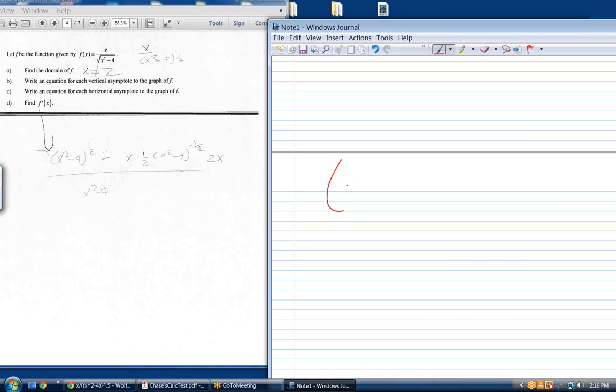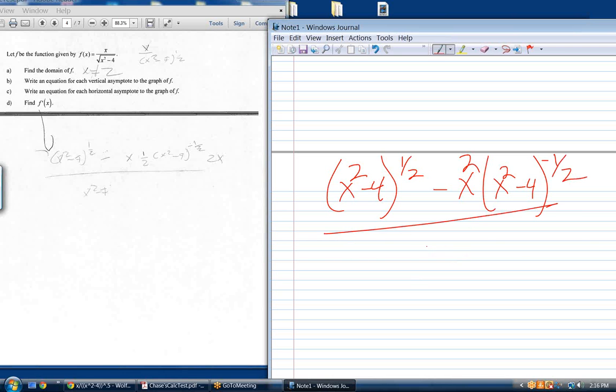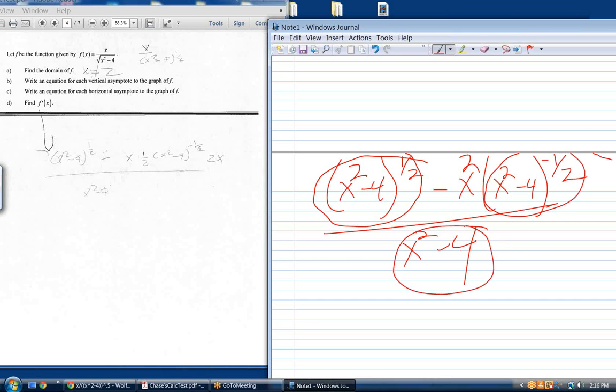Let's write out what we have here. X squared minus 4 to the 1/2 minus, if I multiply this out, I have x squared times x squared minus 4 to the minus 1/2. And then in the bottom, I have x squared minus 4. So I've got this in the top, this in the top, and this in the bottom. So at a very minimum, I can divide everything by x squared minus 4 to the 1.